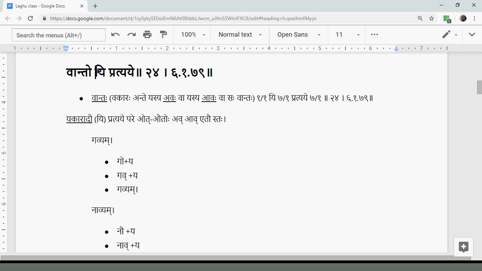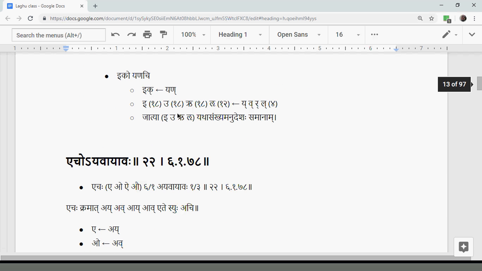Those will apply even when Yi pratyaya follows. And in understanding what Yi means, we saw tadadi vidhi and tadanta vidhi. Tadadi vidhi converts this Yi into Yakaradau pratyaye pare: Oth Autoho av av etau staha. This is what we are looking at, and we saw the examples Gavyam and Navyam, where the earlier sutra Echo Yavayavaha does not cover it. What did that say?